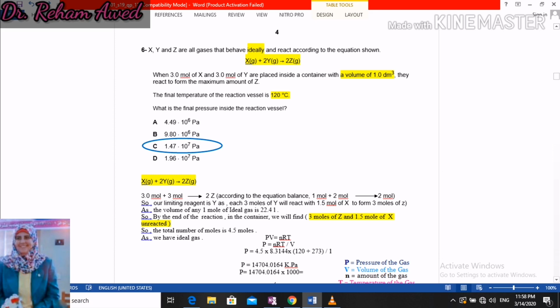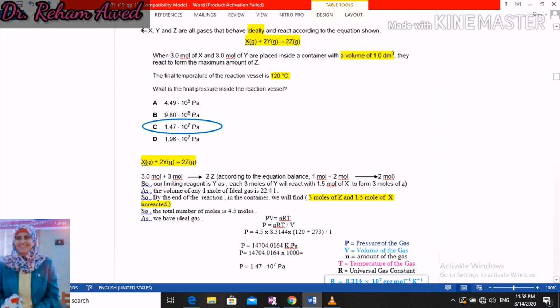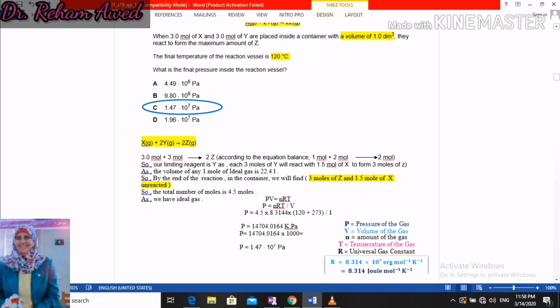So by applying the equation PV equals nRT, we want to calculate pressure P. P equals nRT over V. So by calculating 4.5 moles times R, the constant, equal to 8.314 joule per mole Kelvin. Okay, so we will start to calculate the value of pressure.